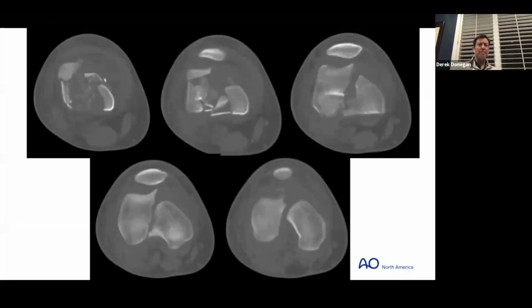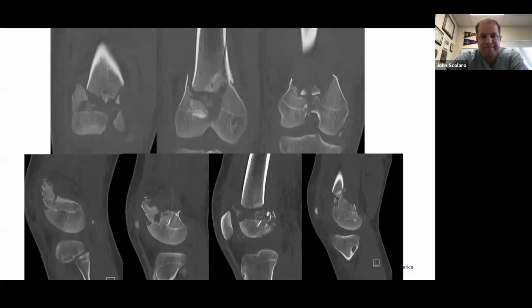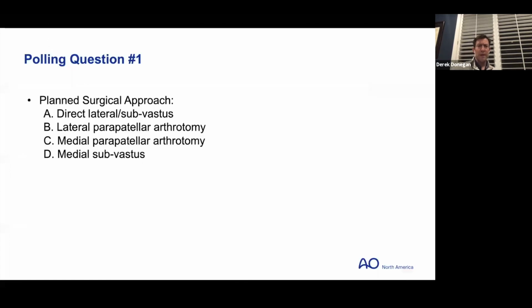Yes, go ahead, John. Yeah, there's a lot of metaphyseal comminution, but the actual joint itself doesn't look too complex. It looks like a pretty simple articular, two articular pieces. Yeah, good. So with this, we'll launch our first polling question, and then I'll get back to you, John, in regards to your thoughts of how you would approach and treat this.